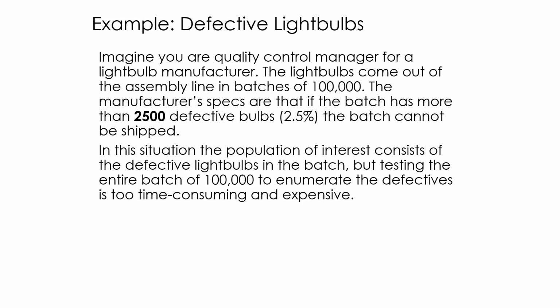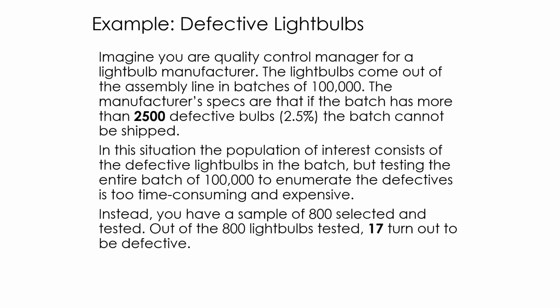In this situation, the population of interest consists of the defective light bulbs in the batch. But testing the entire batch of 100,000 to enumerate the defectives is too time-consuming and expensive. Instead, you have a sample of 800 selected and tested. Out of the 800 light bulbs tested, 17 turn out to be defective.